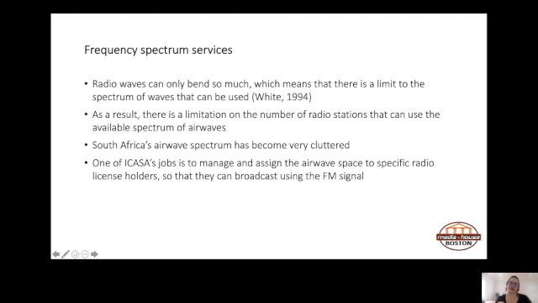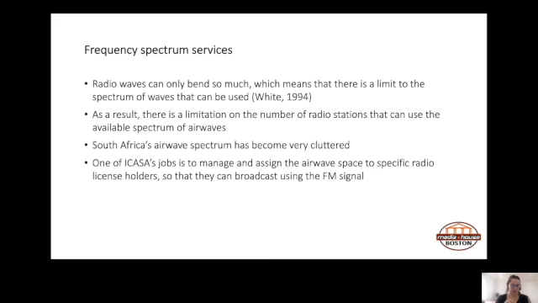South Africa's airwave spectrum has become extremely cluttered. And if you look at the breakdown of how many radio stations there are in specific regions, Gauteng is so dense with radio stations. So one of ICASA's jobs, ICASA standing for the Independent Communications Authority of South Africa, is to manage and assign the airwave space to specific radio license holders so that they can broadcast using the FM signal.